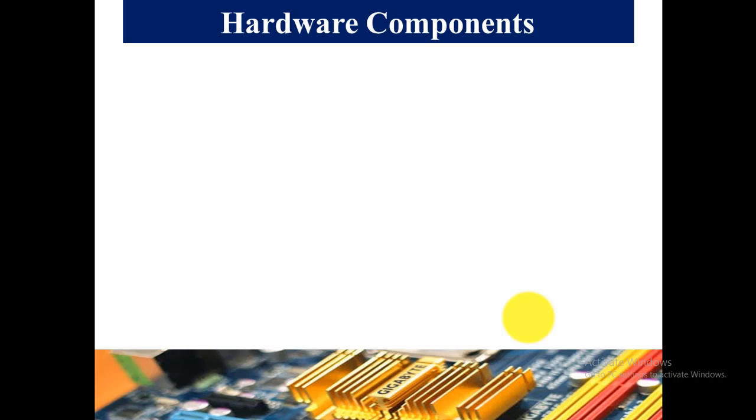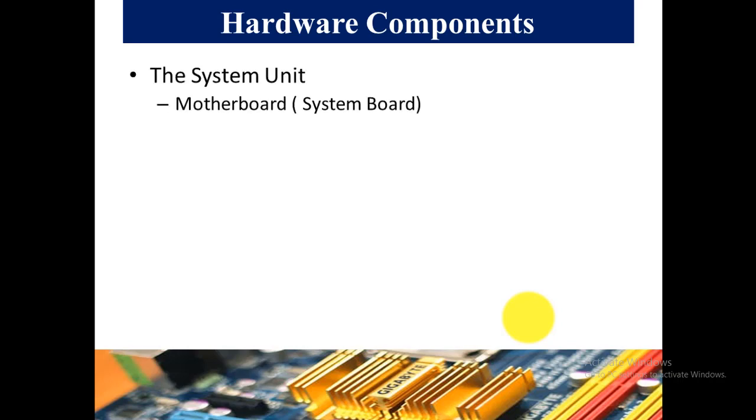So what are the hardware components? The first one is the system unit, which we call the CPU. Now the CPU consists of several further hardware components, the first of which is the motherboard. The motherboard is a printed circuit board on which multiple other components are placed, like keyboard, mouse, VGA cards, ports, ROMs, memories. All these things are placed on the motherboard. So it's a very important component of a computer CPU.